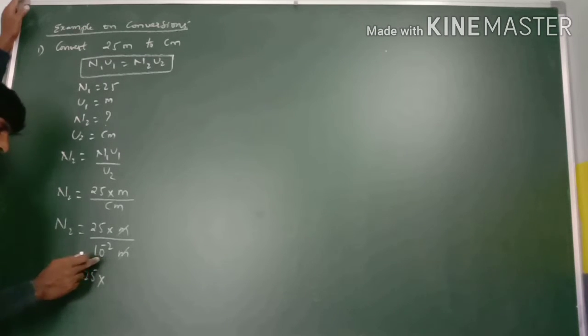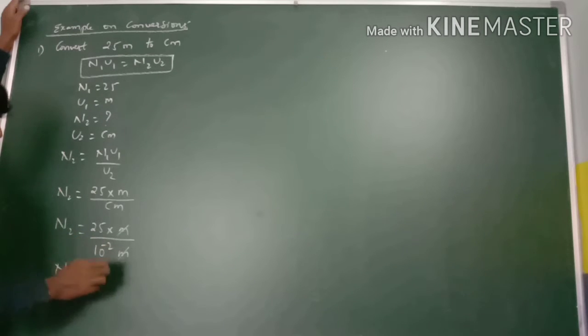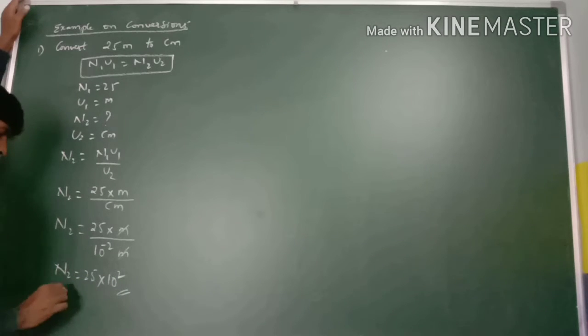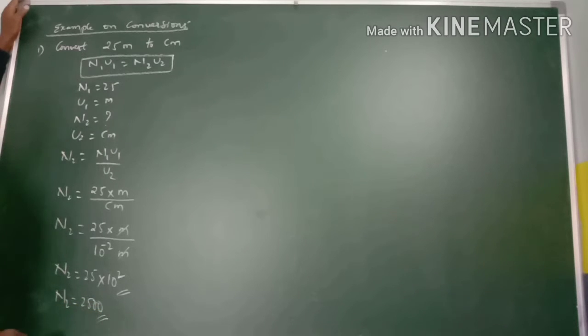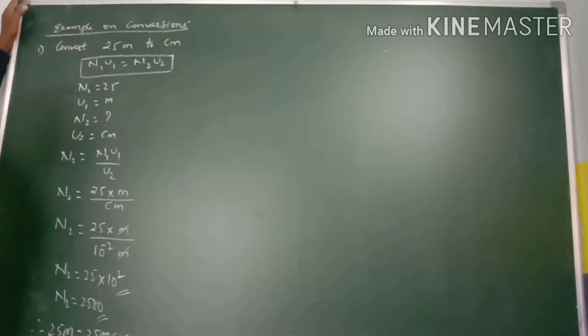So n2 is equal to 25 into 10 power minus 2 in the denominator. It is in division form, so if we send it to the numerator it becomes 10 power plus 2. So n2 is equal to 2500. Therefore 25 meters is equal to 2500 centimeters.